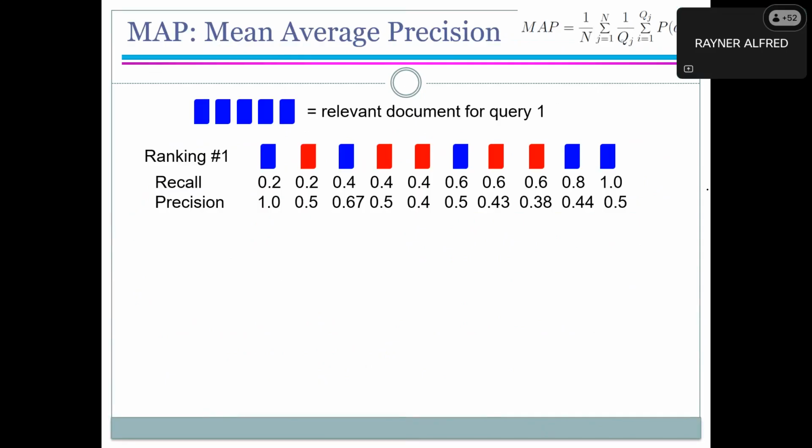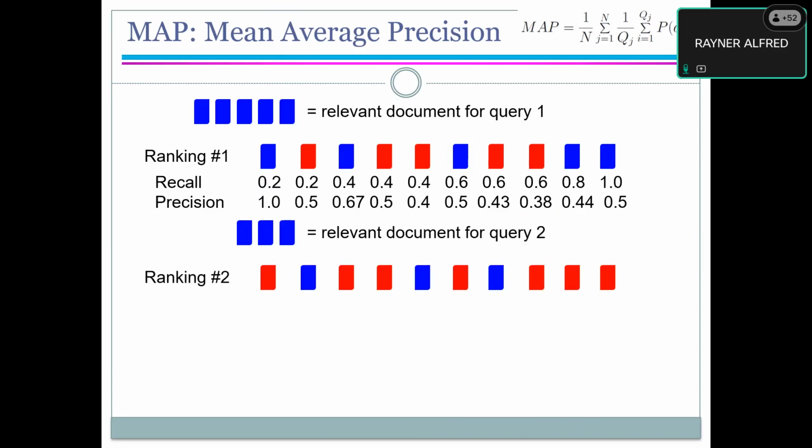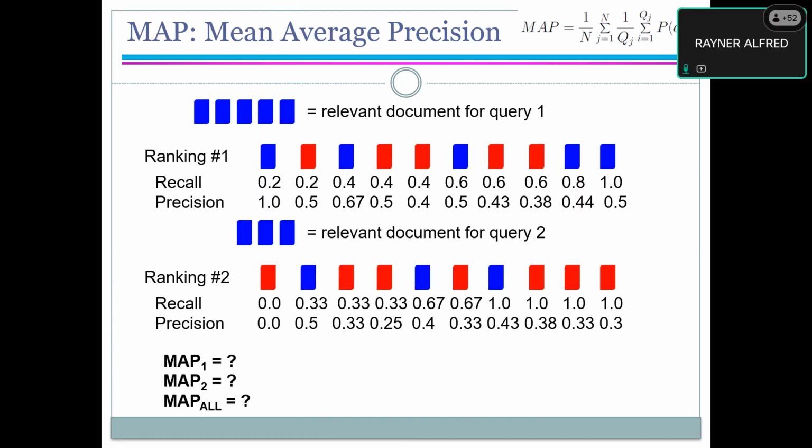Okay, so those numbers are recall and precision. And if we use query number 2, query number 2 has this ranking, and these are the recall. So what is the mean average precision that we have here?